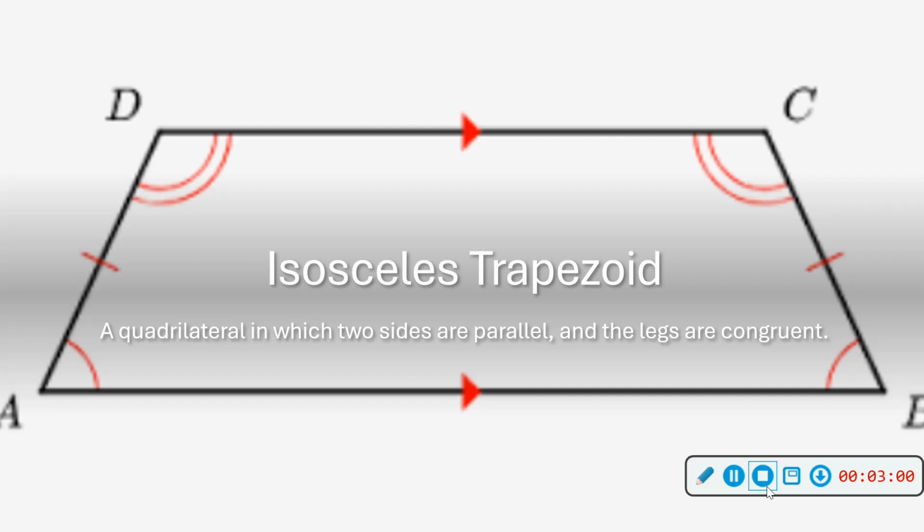Next, isosceles trapezoid. This is a quadrilateral in which 2 sides are parallel. So you notice here the red arrow top and bottom. And the legs are congruent. So AD and BC are congruent to one another.